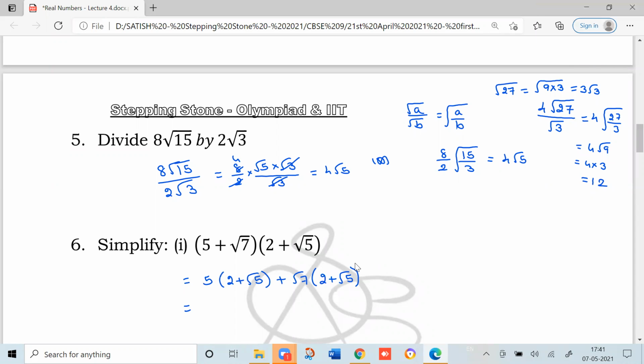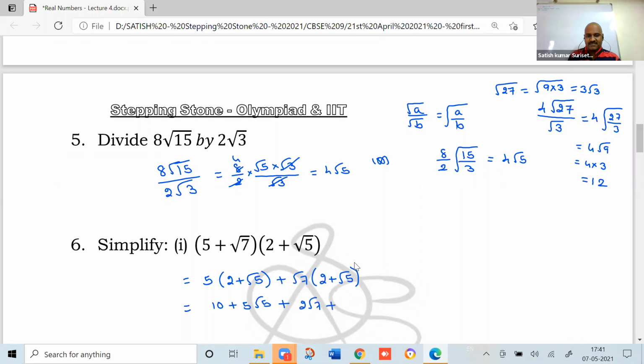10 plus 5 root 5. Correct. 10 plus 5 root 5. Remember, don't multiply 5 inside directly. Okay? Plus. Next, this. 2 root 7 plus root 35. Here you can multiply. Why? Because the order is same and radicals you can multiply. So root 7 into root 5. So root of 35. Now, is it possible to simplify further anything now?